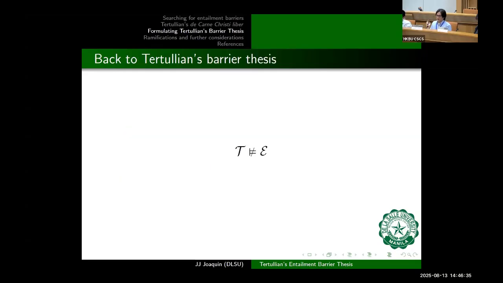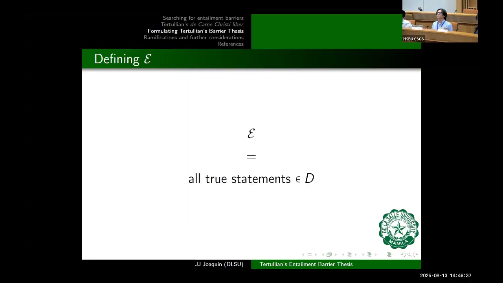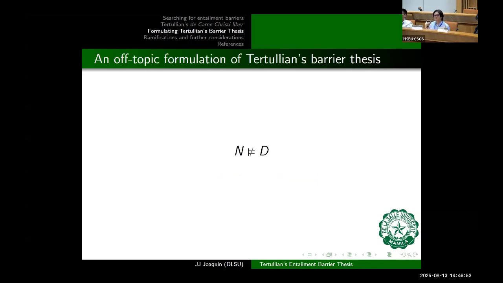Then you can define Tertullian's barrier as follows. So E will be all true statements in D, that is in the divine topic, while T will be all true statements in N, the non-divine sentences. Then we could have the barrier as this. You can't have divine sentences from non-divine ones.